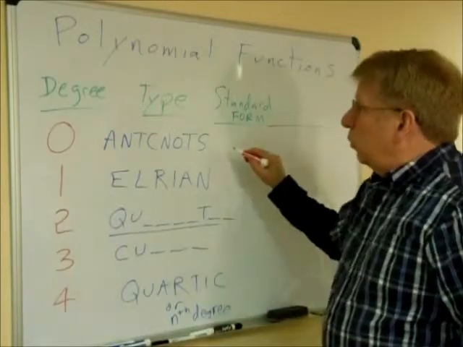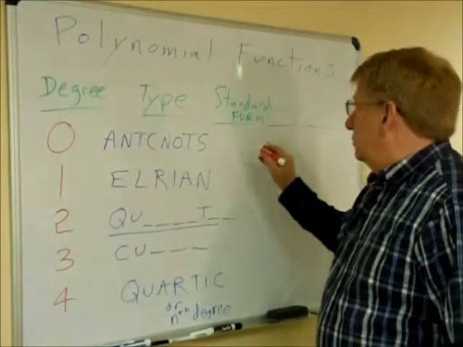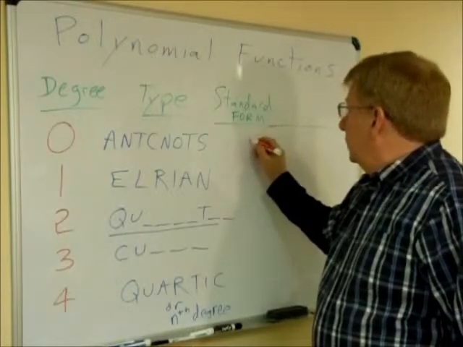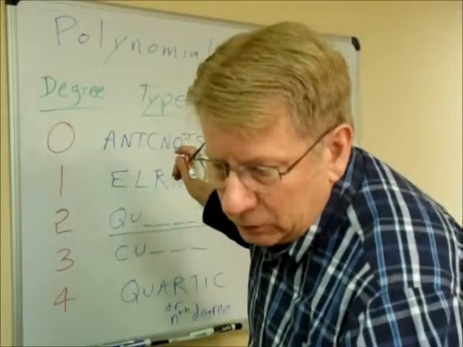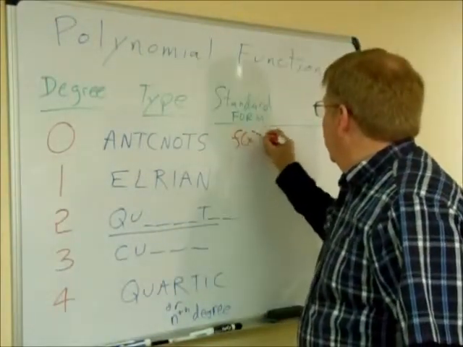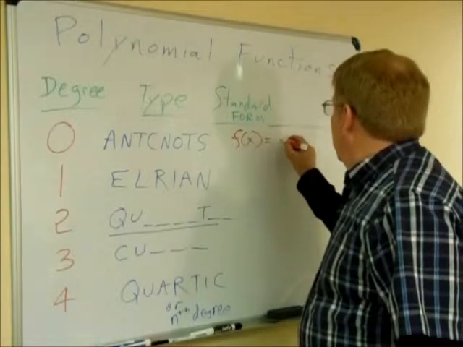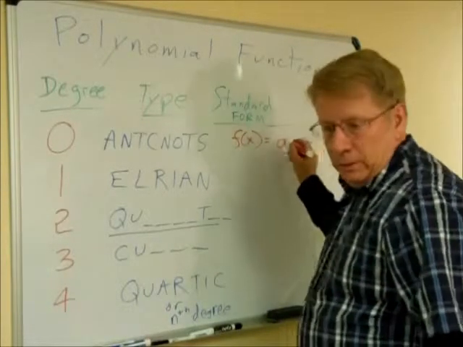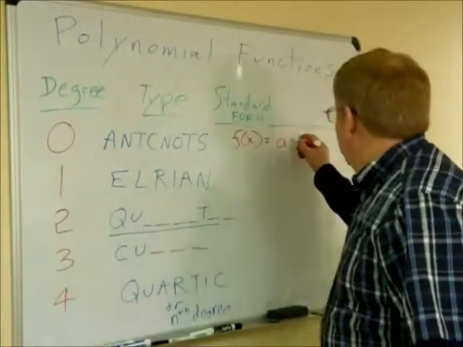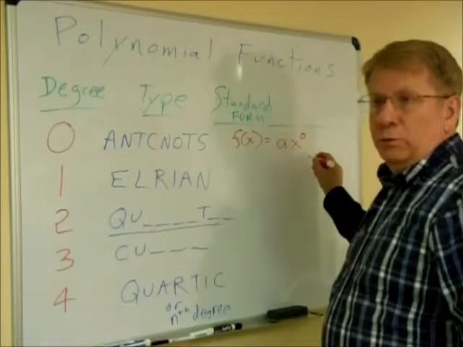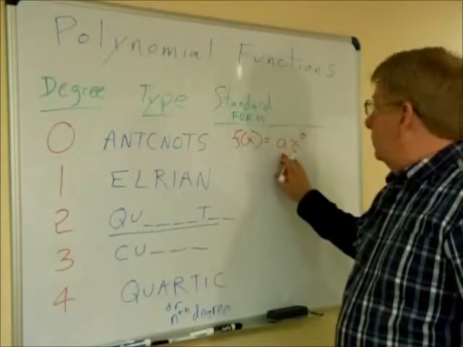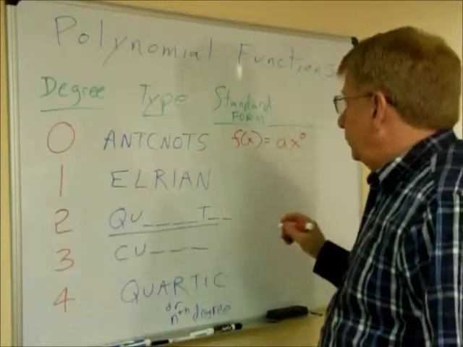And then standard form, when the degree is 0, in this case it would be a constant. So for that we can just say function of x is a times x to the 0. X to the 0 is 1, so it's just 1 times a. So basically, in that case, it's a constant.